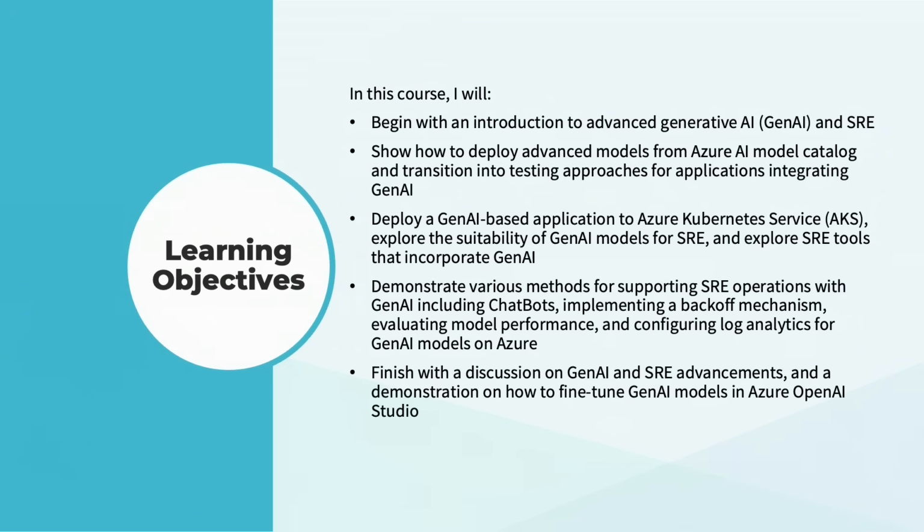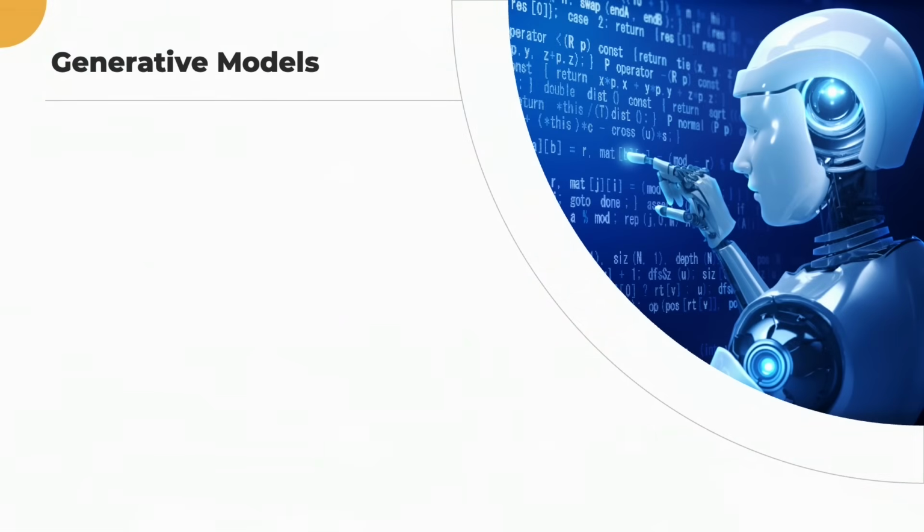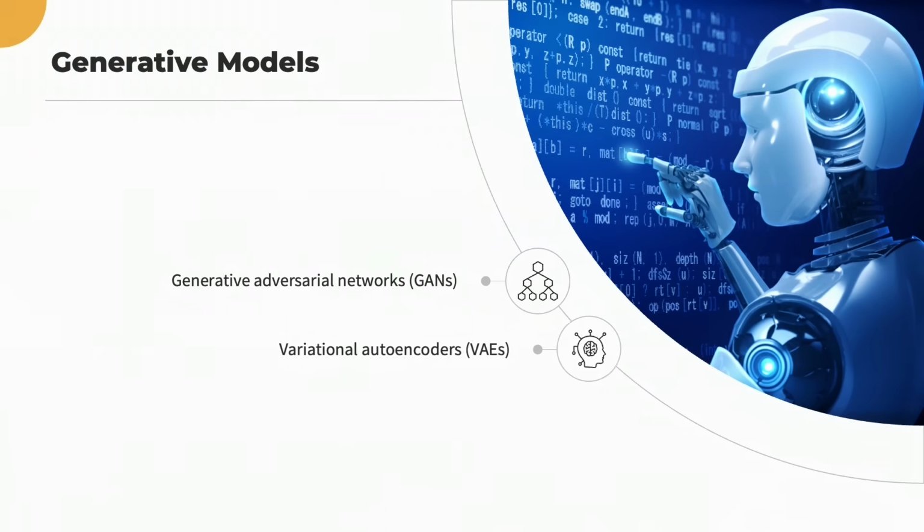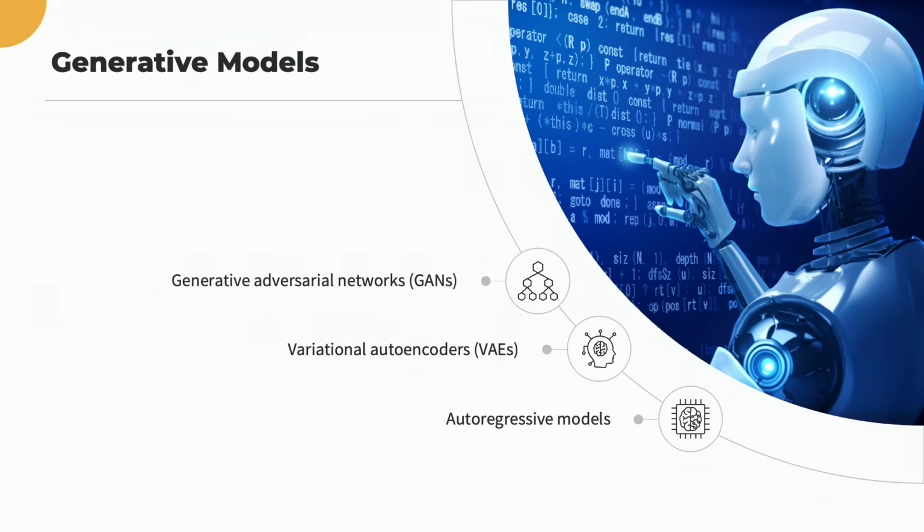At the end of this course, you'll be able to improve the reliability and scalability of IT systems incorporating generative AI. This video explores advanced generative AI. Generative models have emerged as impressive AI-based resources, offering remarkable capabilities in creating new content from text to code to images. Among these models, we have generative adversarial networks, or GANs, variational autoencoders, or VAEs, and autoregressive models. These models stand out for their unique approaches and applications.